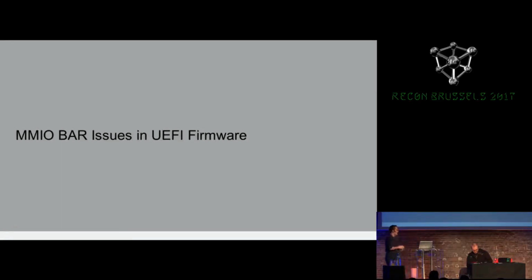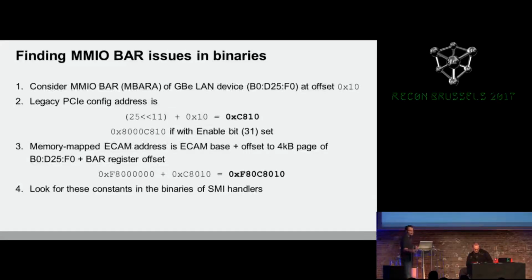So this was the theory about the issues. Now I'll give you a few examples of those issues in UEFI firmware as well as in Coreboot. So we'll start with the UEFI. So how do we find those issues in the binary? Let's say we have UEFI binaries, we load them in IDA, and how do we find those?